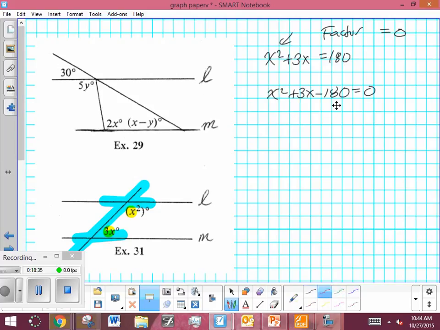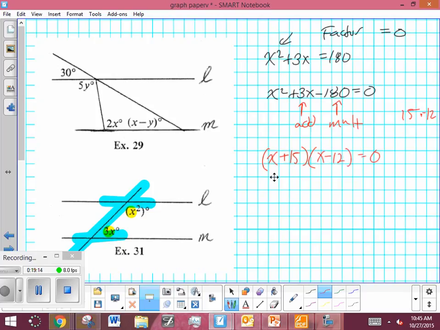Now when I factor, I'm looking for two things that multiply together to give me negative 180 and add up to give me positive 3. Those numbers for us are 15 and 12, I believe. Yeah, 15 and 12. So 15 times 12, and the 12 needs to be negative, because when I add those together, then I get positive 3. So I'm going to go x plus the 15, and then x minus 12.